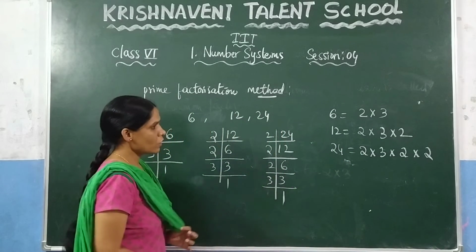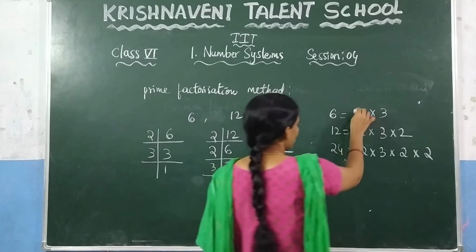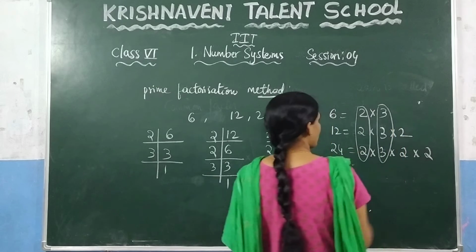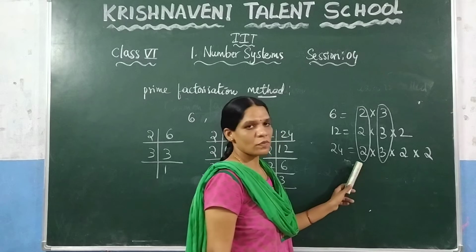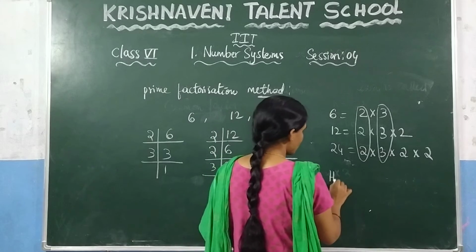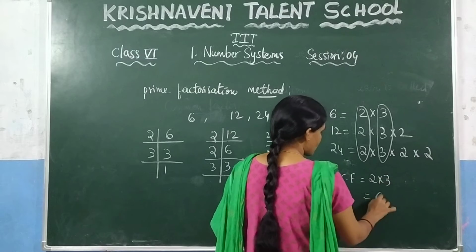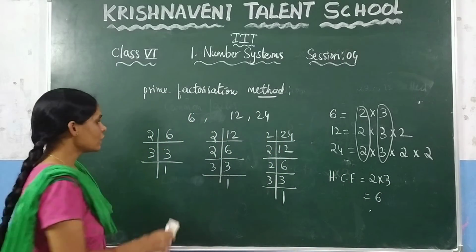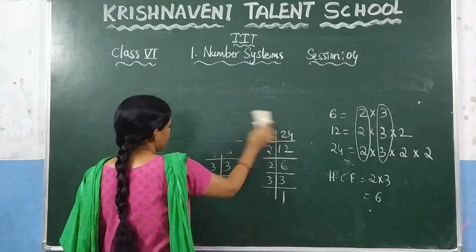So here now again you need to check what the common factor is. What is the common factor in this case? Which is 2 and here which is 3. Now if you want to find the HCF, you need to take the product of these common factors. So what you get here: HCF is equal to 2 into 3, which gives you 6. Like that you need to calculate if you are given 3 numbers. Now let us see the next method, which is the continued division method.